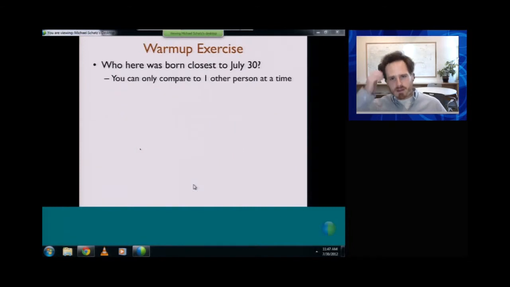So as a warm-up exercise, there are probably several hundred people on this conference. What if we wanted to compute who was born closest to today, July 30th? If everybody on this call tried to talk to each other at once, this would be really hard to do. So really what we want to do is a very localized computation, where you compare to your neighbor, or maybe compare to just one other person at a time.